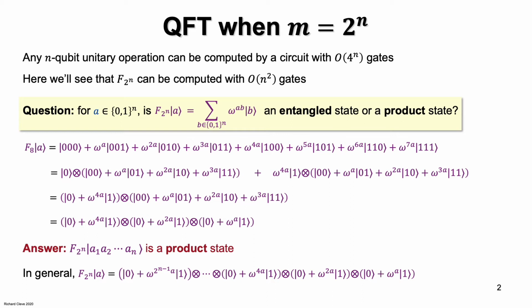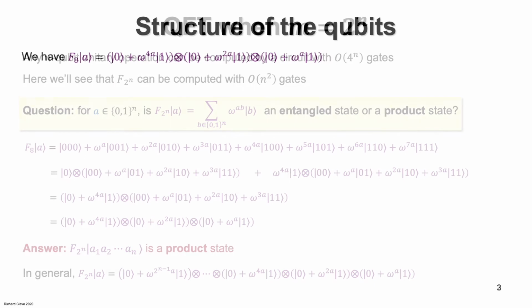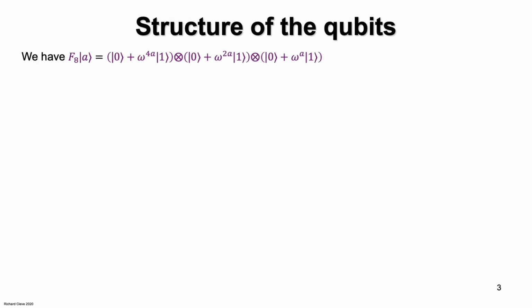Now, our quantum circuit for computing the Fourier transform is going to make use of this structure. Remember that if we construct a linear operator that matches what the Fourier transform does on all of the computational basis states, then it must be the Fourier transform.